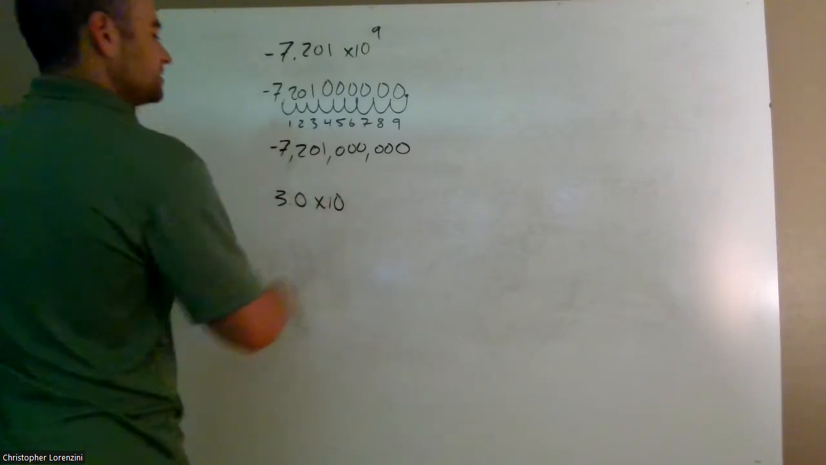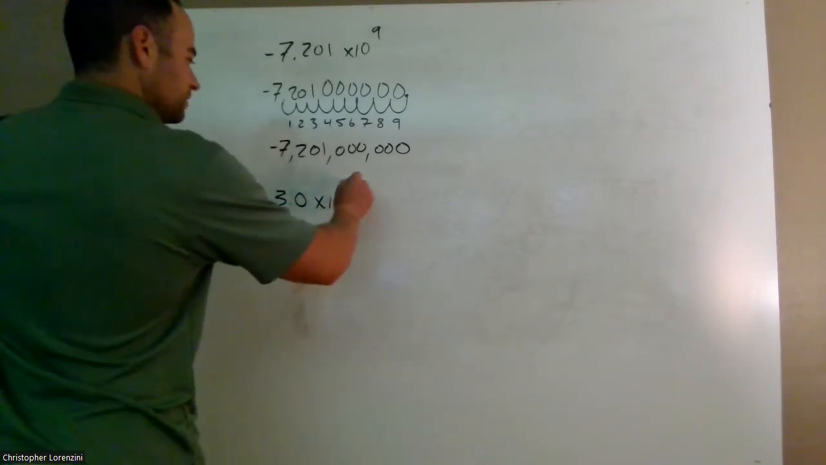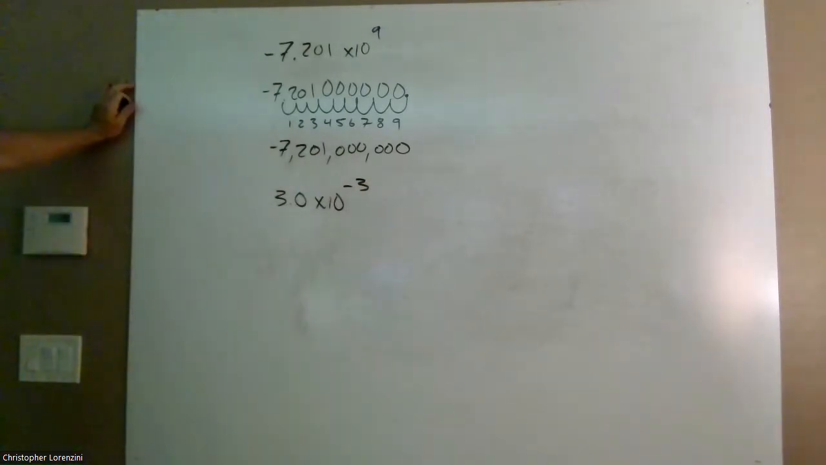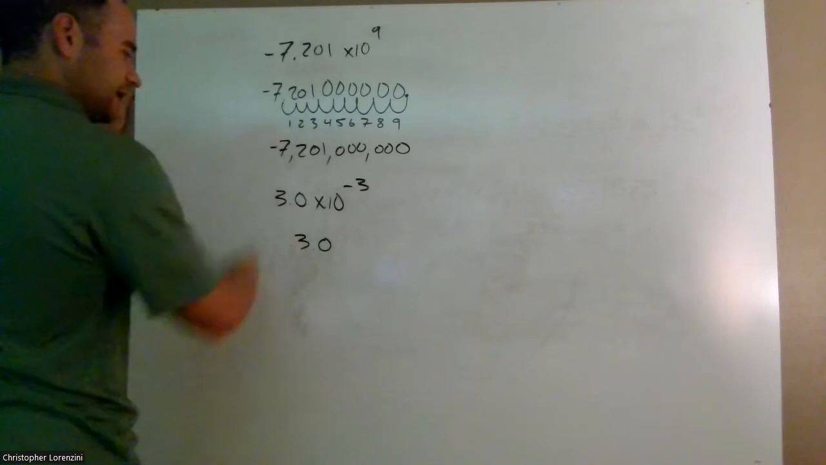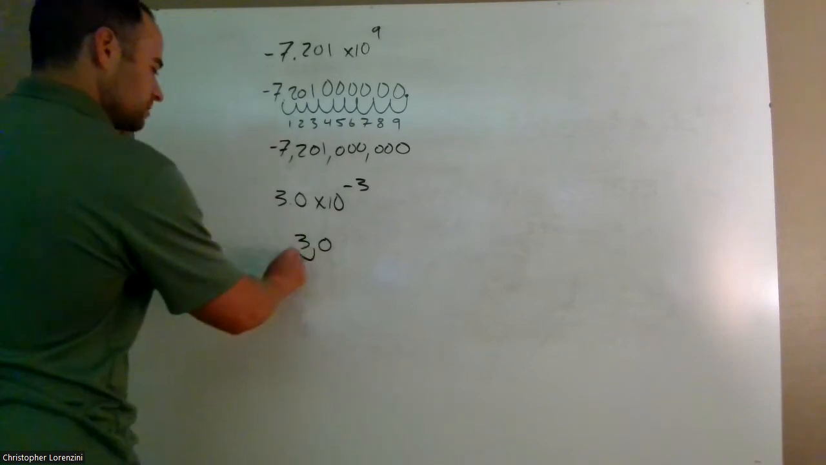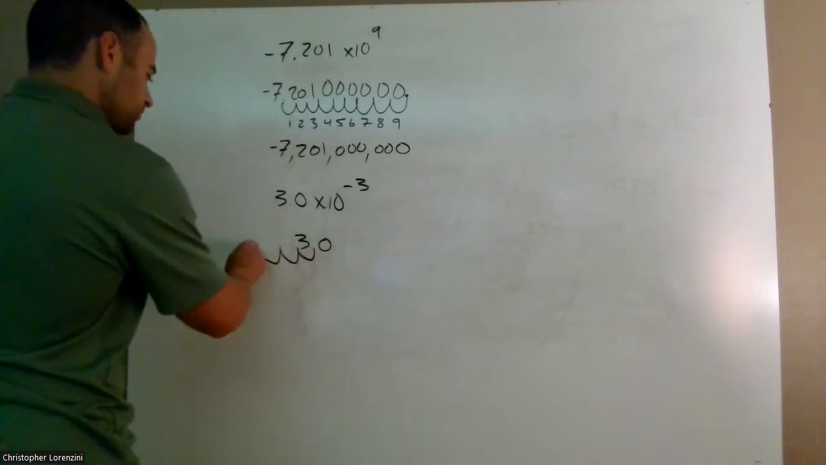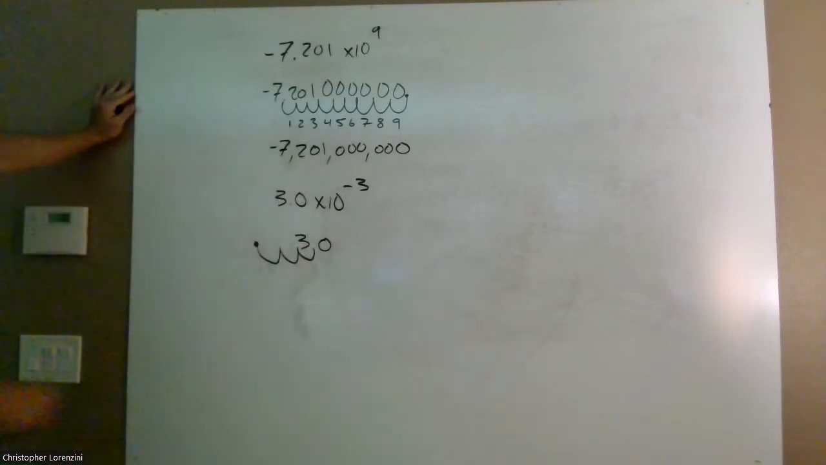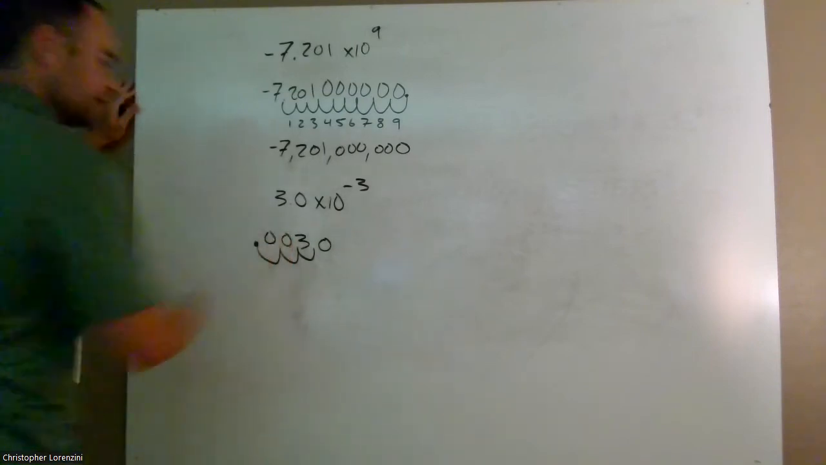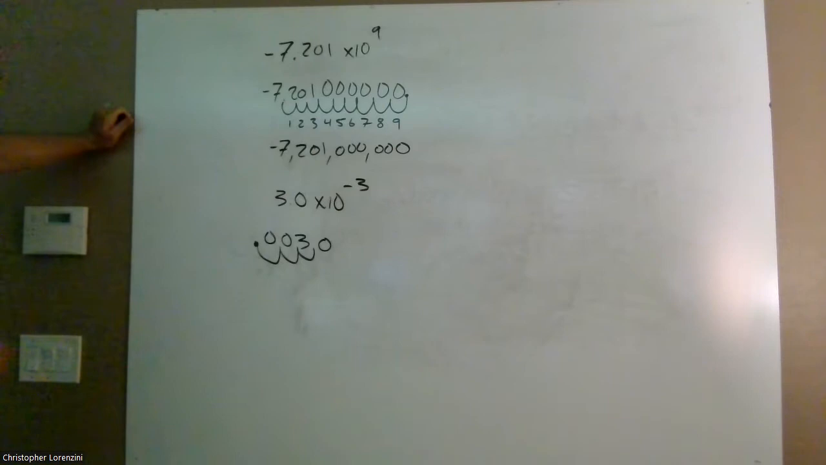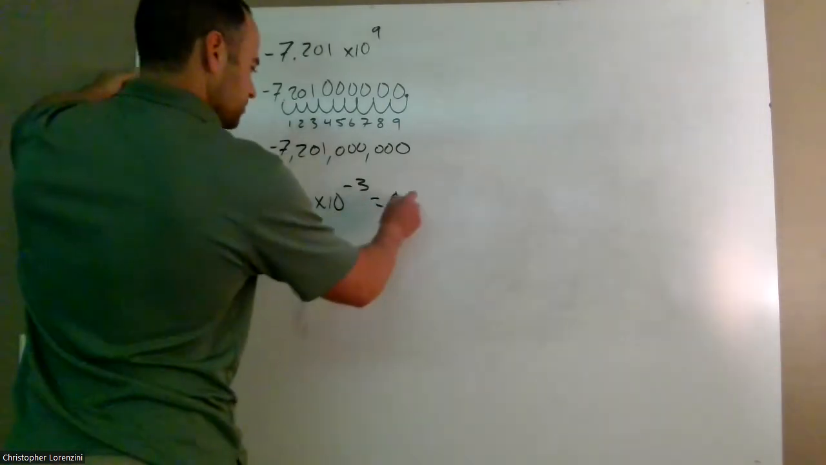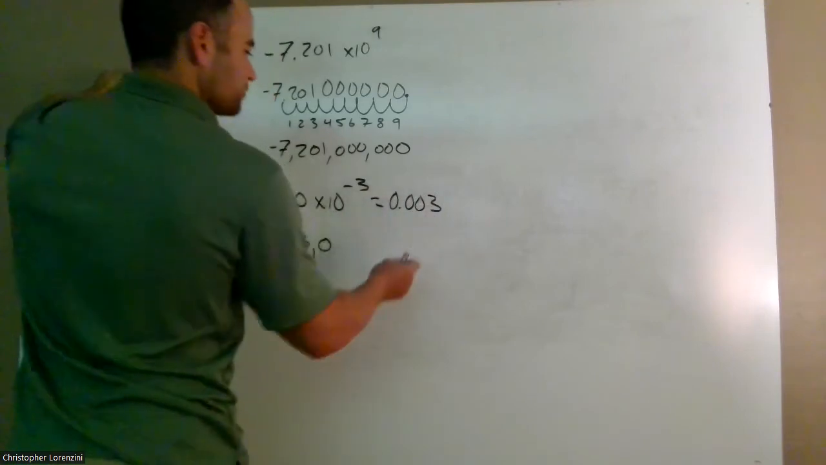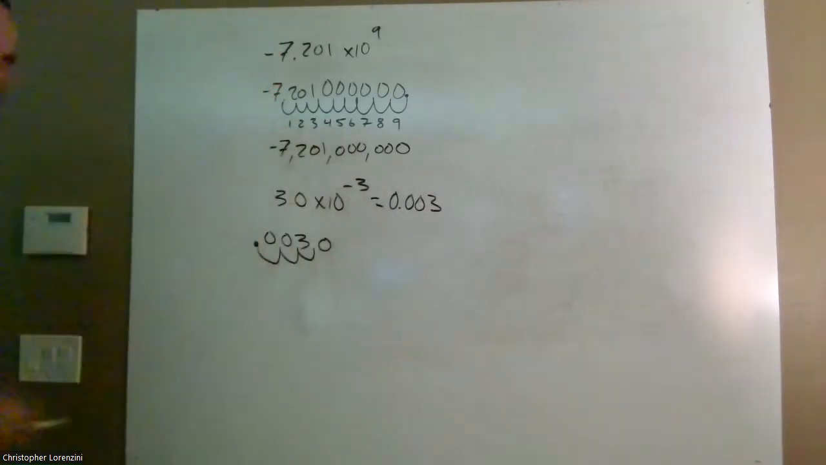3.0 times 10 to the negative 3rd. I take my A value, 3.0. 1, 2, 3. I'm going to move it over 3 units and write in my extra zeros here. So now this becomes 0.003. And we could tack on that extra 0 if we want to.